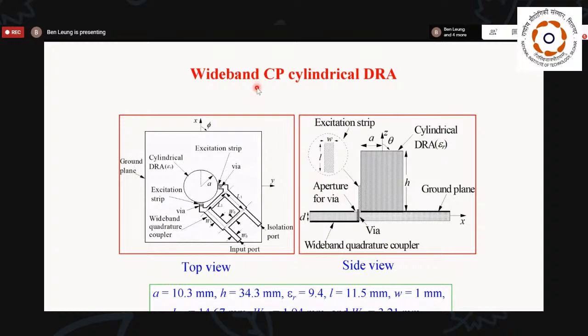Just now we have seen a wideband linear polarized design, and now we consider a wideband CP design. We use the same idea. We have a second feed, which has a 90 degrees phase difference, and also the two fields are displaced angularly by 90 degrees. These are the parameters of the design.